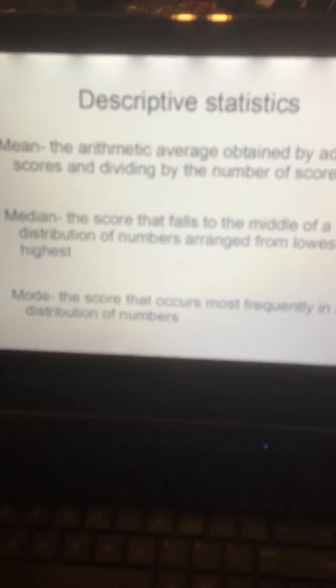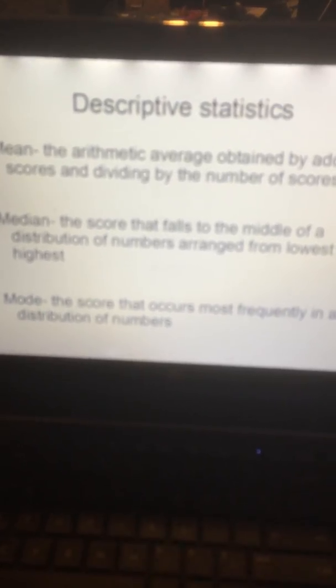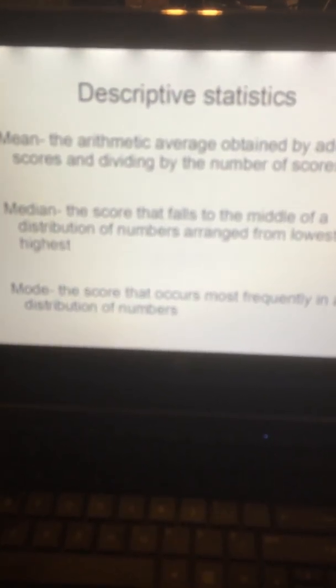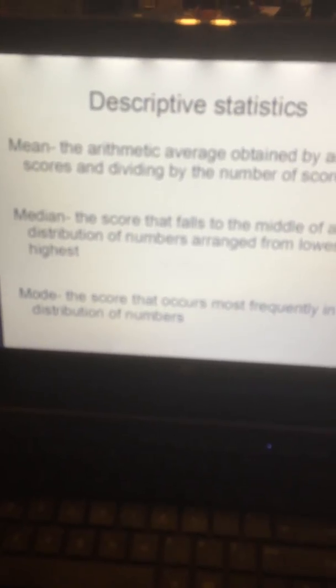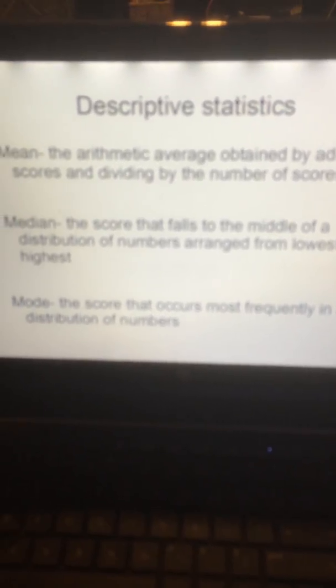Median is when you line up the scores from smallest to largest and you figure out which one's in the middle, just by putting them on a number line. Bam. Mode is the score that occurs most frequently in a distribution of numbers.